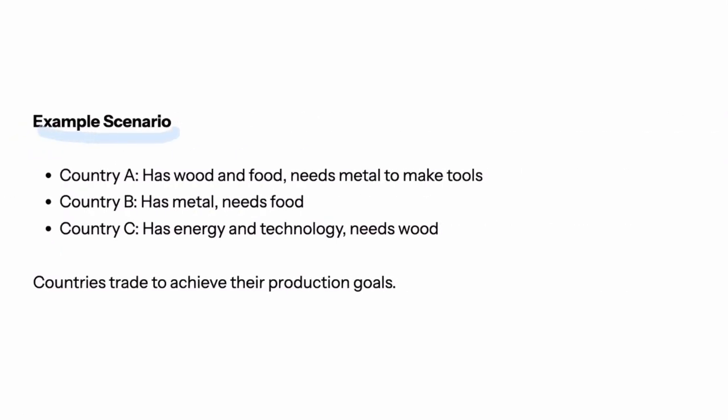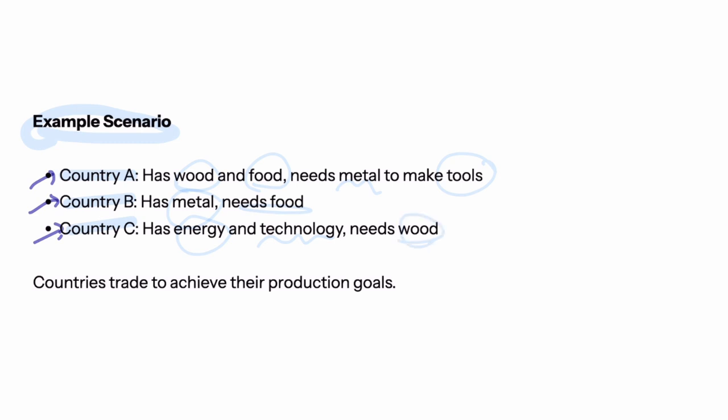Moving on, let's have an example scenario to further exemplify how this may work. We will have countries A, B, and C, who are all going to be representative of students that got assigned these countries. In this case, country A will have wood and food and will need metal to make other tools. On the other hand, country B will have metal but would need food. Country C, lastly, has energy and technology, however, it needs wood.